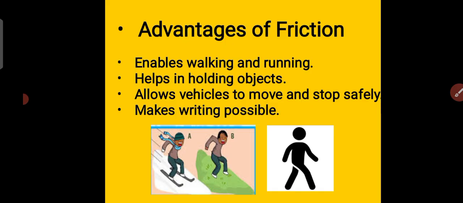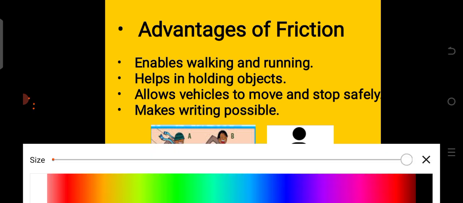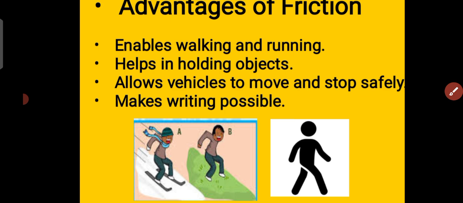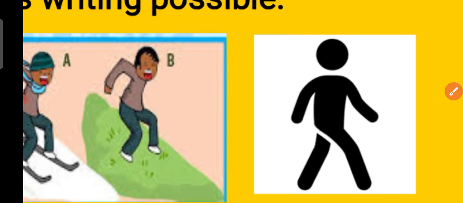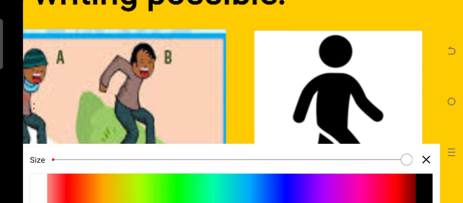Now, we'll look at the advantages of friction. Having learned that friction opposes motion, we could easily think that friction is all bad. But there are some benefits we enjoy from friction. Number one is walking. Now, for you to be able to walk, something has to happen. One of your feet has to be on the floor.